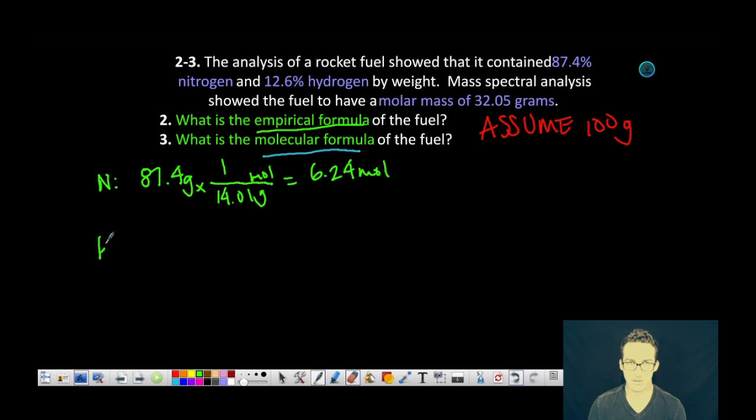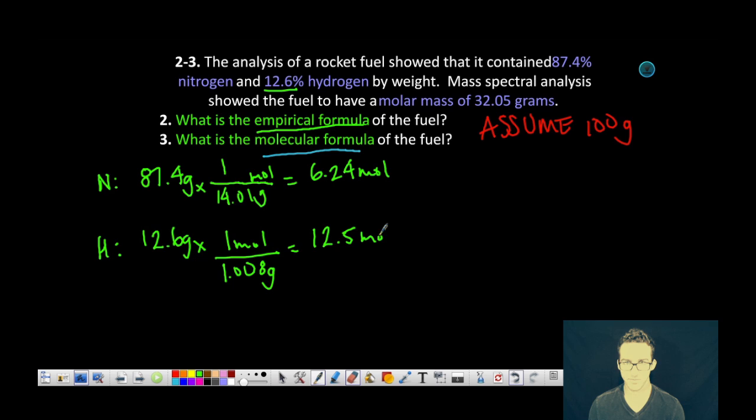With hydrogen, very similarly, we would start with 12.6 grams, just converting that percentage to grams by assuming 100. Our molar mass of hydrogen, 1.008 grams, again coming from the periodic table, means that we're going to get 12.5 moles of hydrogen.